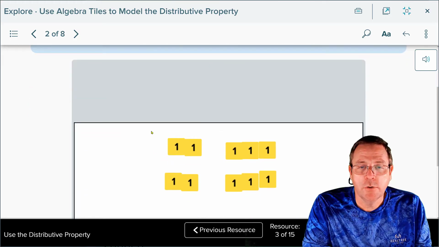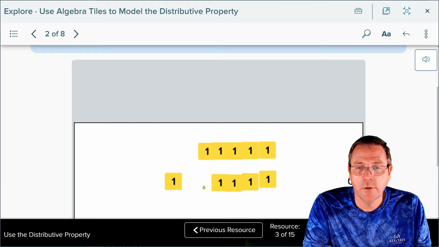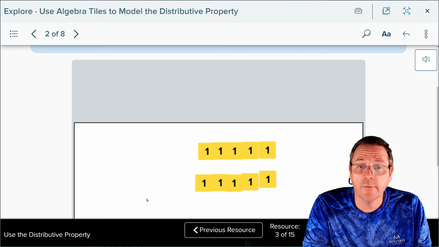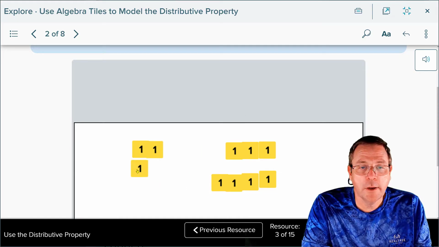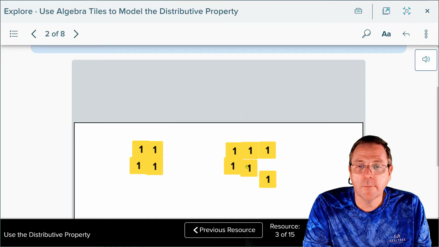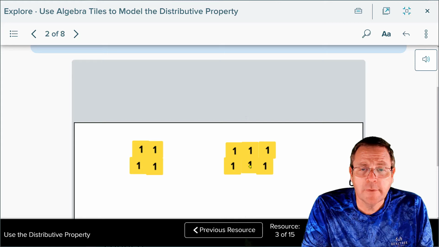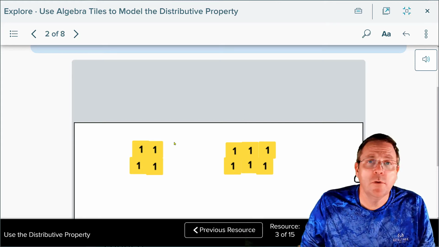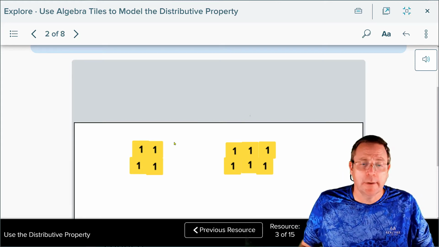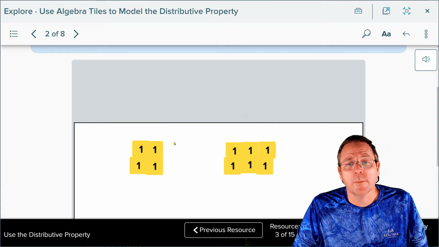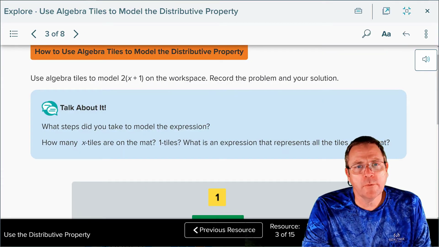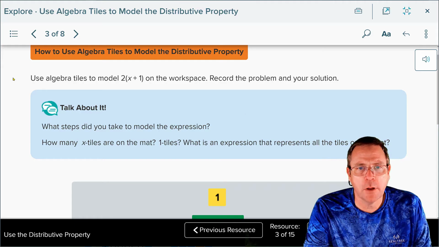Other ways you could do it, well, you could stick all those together, and when you do that, you could have 2 times 5, or you could pull them apart and say 2 times 2 first became 4, 2 times 3 second became 6, and then added those together. Lots of different ways you can use them, and we're going to be using some of these ways in solving with the distributive property.